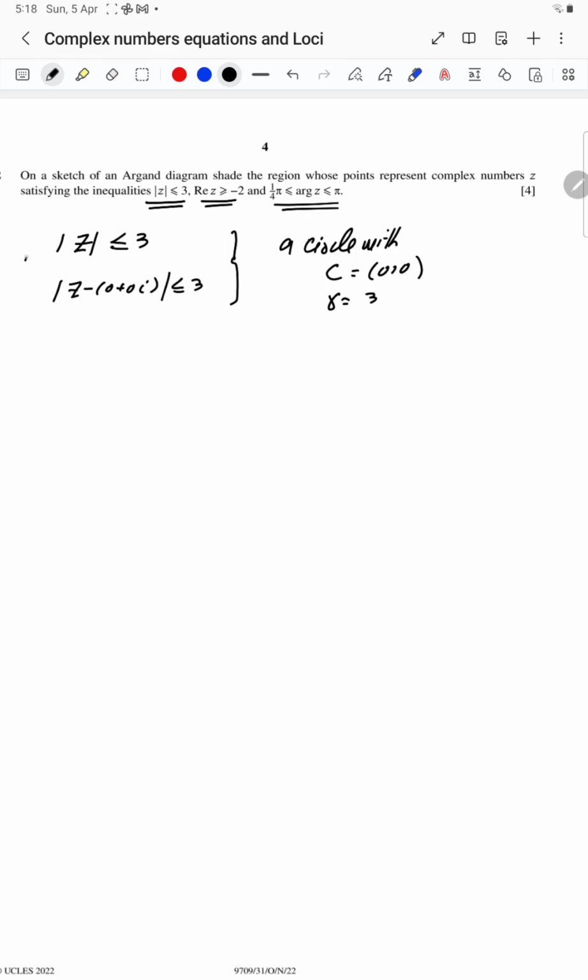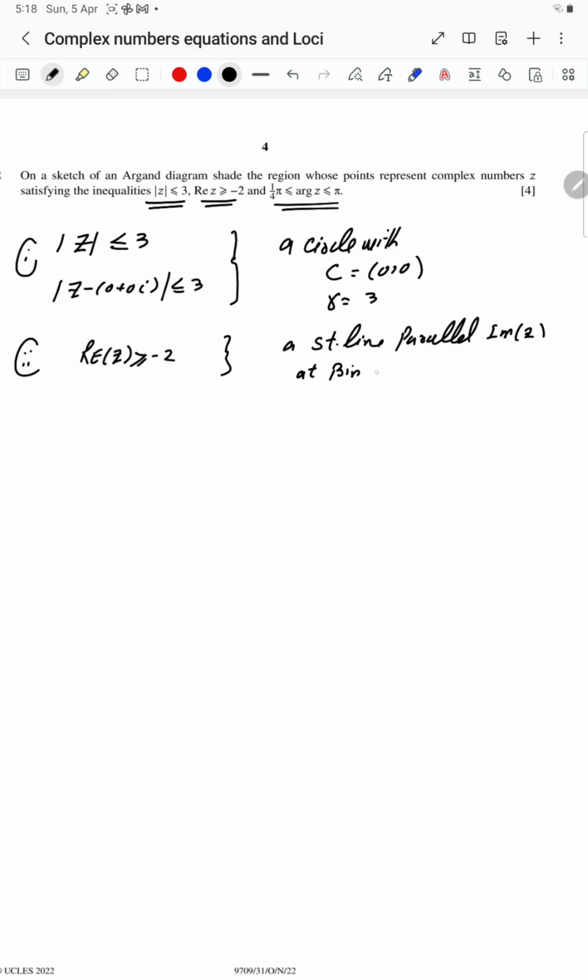That shows the first inequality, and the second is real of z is greater than or equal to -2. This shows a straight line parallel to the imaginary axis, imaginary of z, at the point -2 on the real axis.